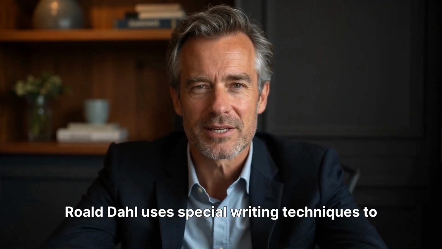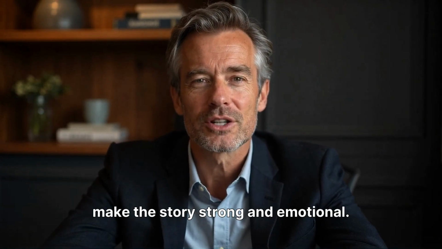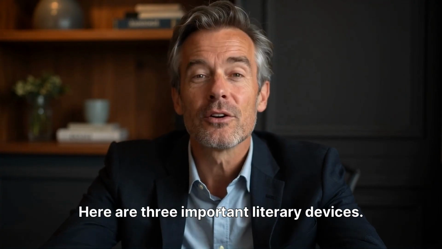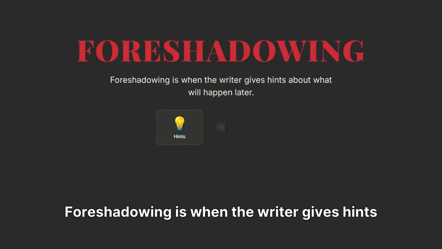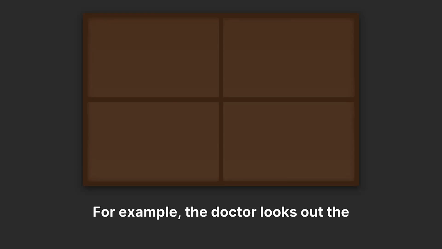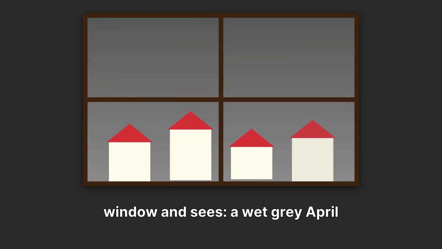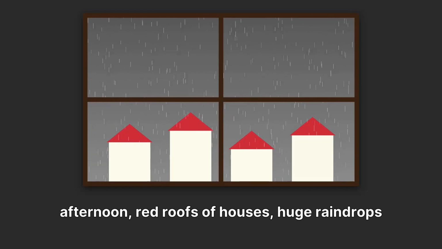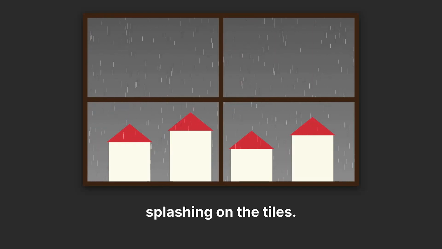Roald Dahl uses special writing techniques to make the story strong and emotional. Here are 3 important literary devices. Foreshadowing is when the writer gives hints about what will happen later. It helps create suspense. For example, the doctor looks out the window and sees a wet gray April afternoon, red roofs of houses, huge raindrops splashing on the tiles.